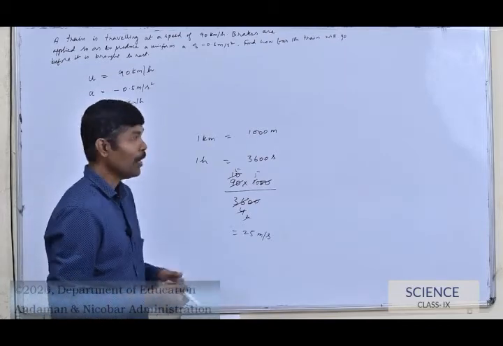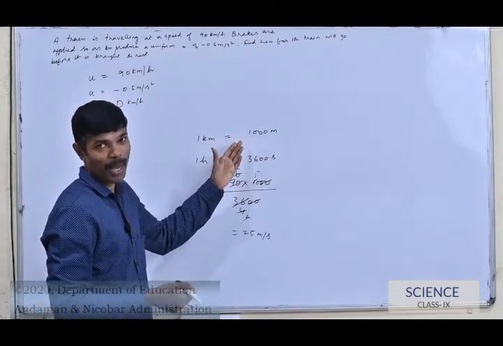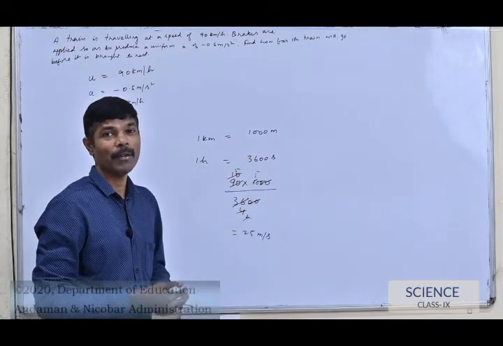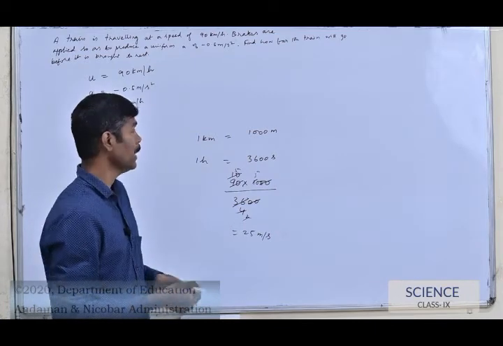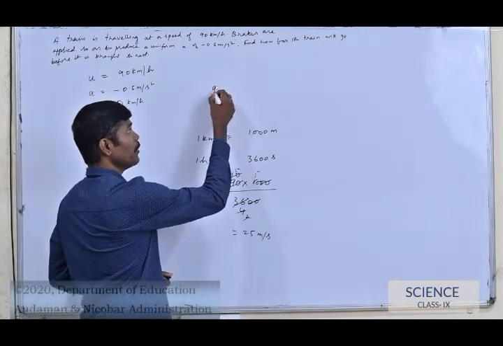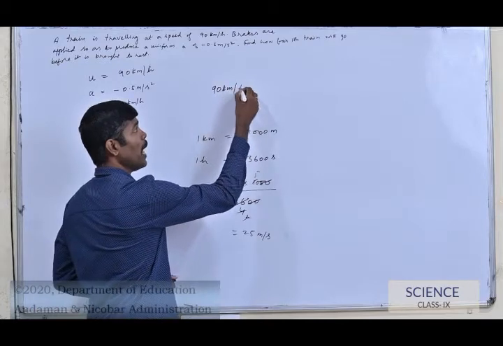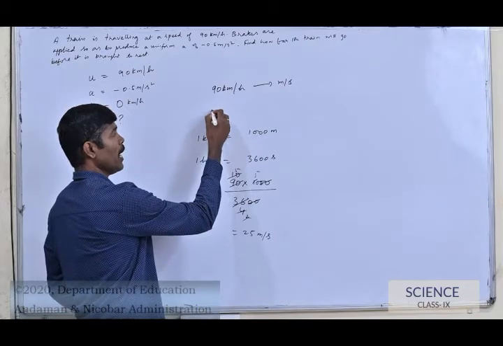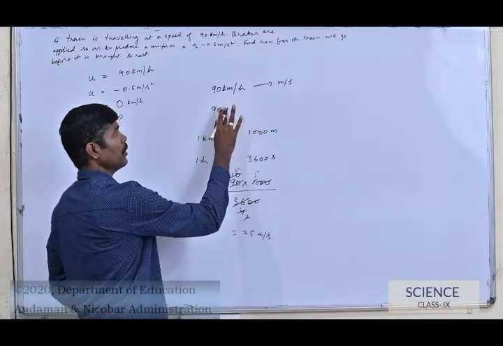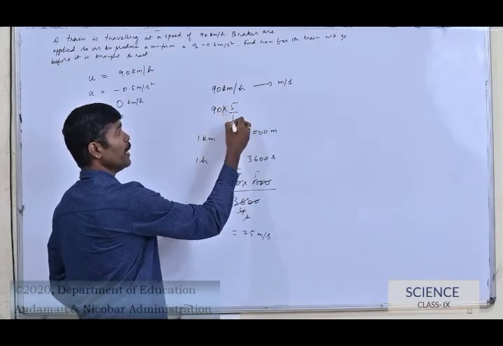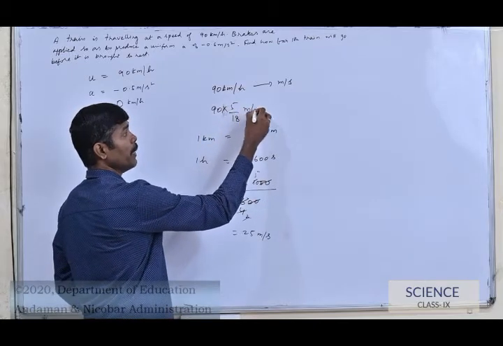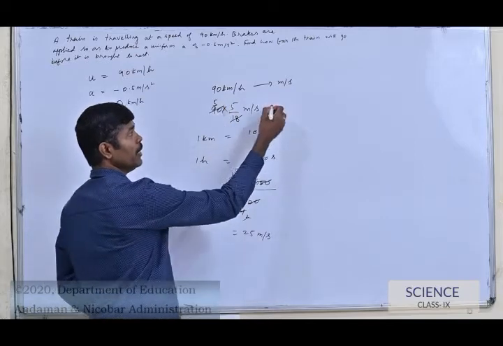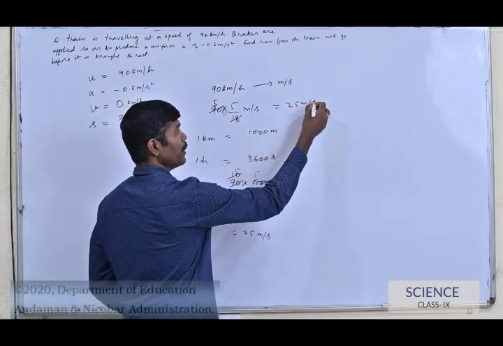What is that step? Any value of kilometer per hour can be converted into meter per second by multiplying it with 5 by 18. That means in order to convert 90 kilometer per hour to meter per second, we can write 90 kilometer per hour as 90 into 5 by 18 meter per second. 1 18s are 18, 5 18s are 90, here 25 meter per second.